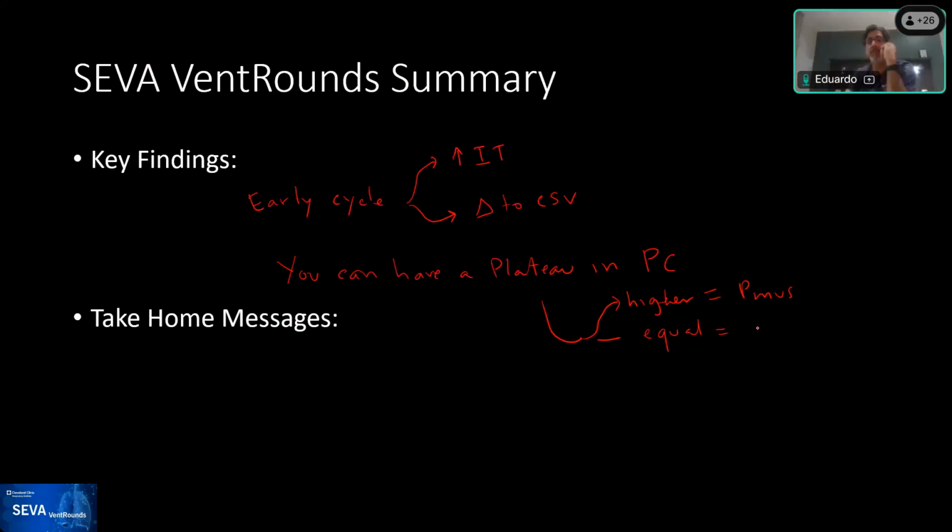Excellent. Rob? Just to add that these concepts that Karsten just pointed out are covered in the online SEVA basic module.